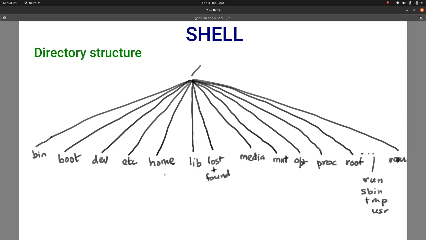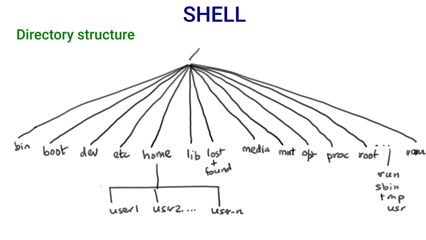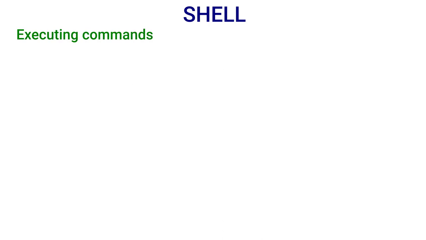It is here that we have directories for users like /home/user1, /home/user2, etc. For user1, the /home/user1 is the home directory. Once a user starts a terminal window, he or she is at the home directory. Now coming back to the commands, there are two types of commands. Commands that are built in the shell, and there are commands which can be executed by running an executable file.